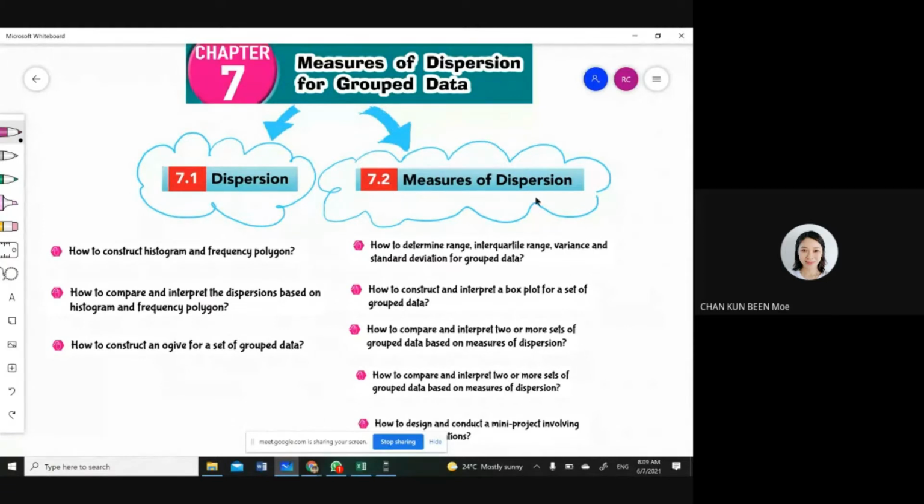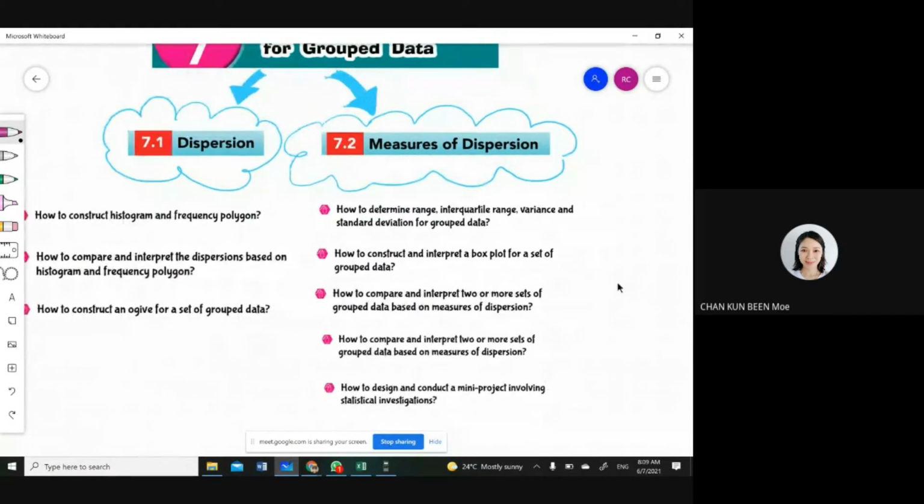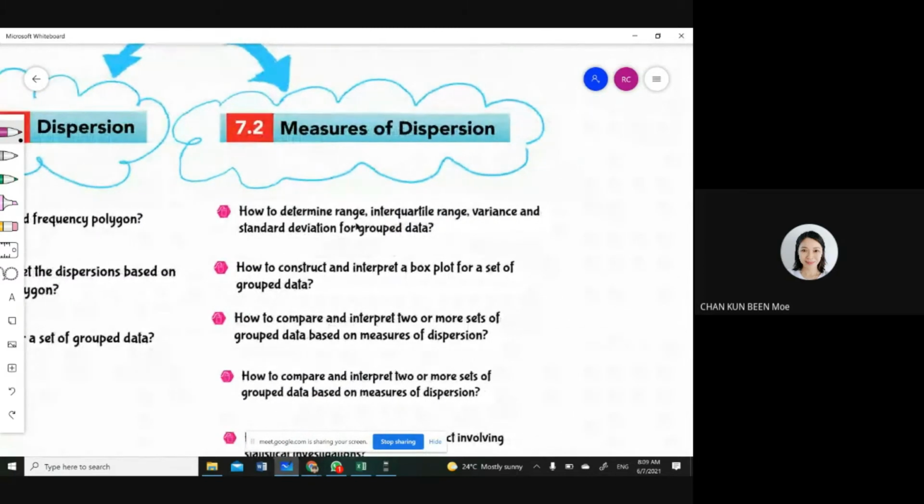7.2 about measures of dispersion. There are 5 points in measures of dispersion. Today we are going to learn how to determine the range, the interquartile range, variance, and standard deviation for grouped data. This is not new to you anymore, right? You have learned this in Form 4, the range, interquartile range, variance, and standard deviation.